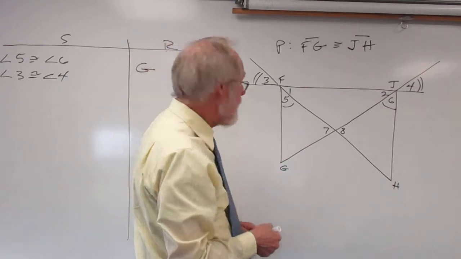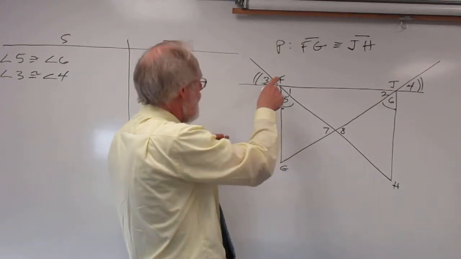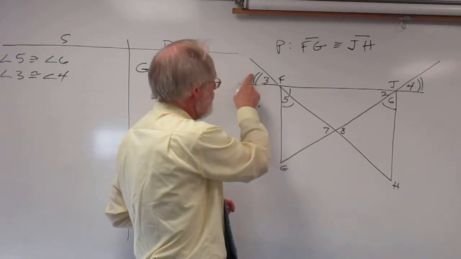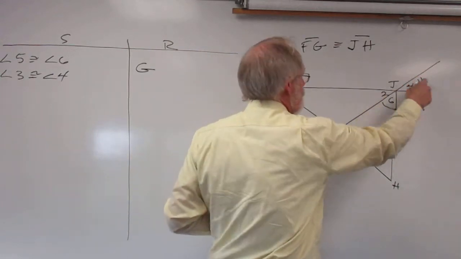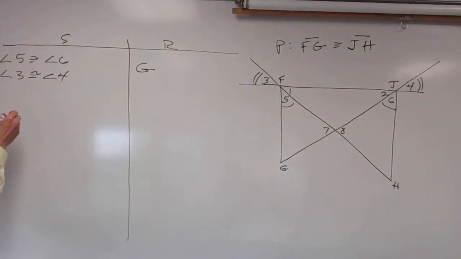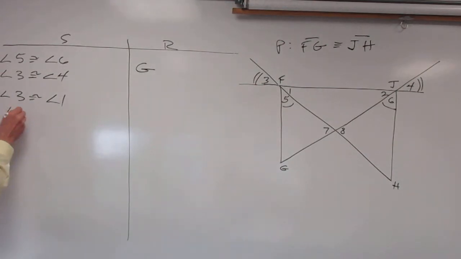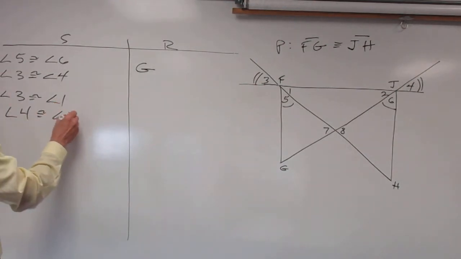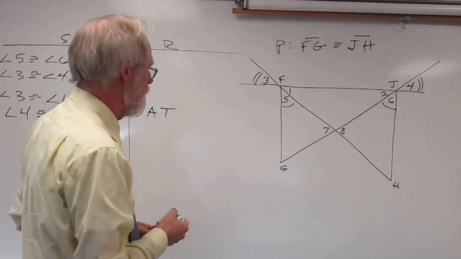I've numbered some of the angles here so that we can work with them more easily. I would be inclined to start with stating that angle 3 is congruent to angle 1, and angle 4 is congruent to angle 2, and I'll show you why in a moment. So angle 3 congruent to angle 1, and angle 4 congruent to angle 2. And that is vertical angles theorem.